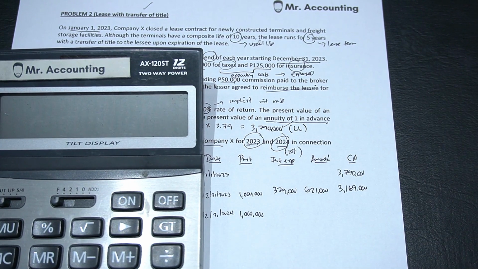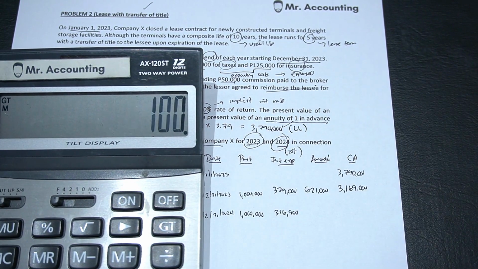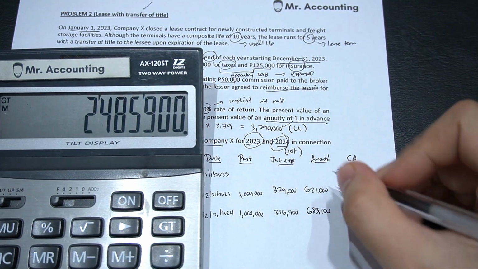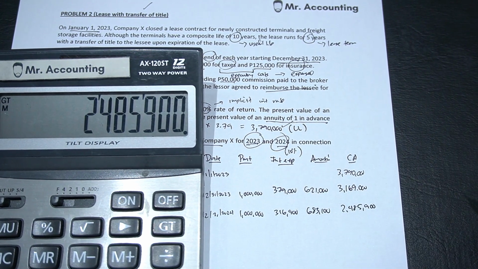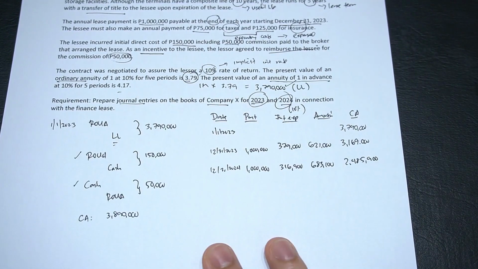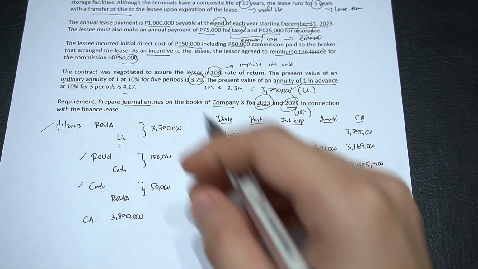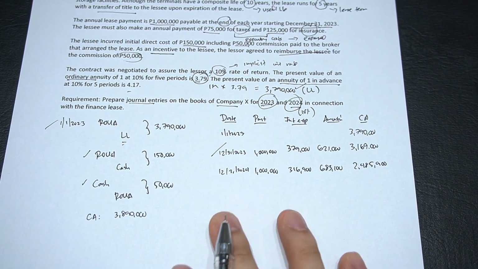Multiply by 10%, 316,900 minus 1 million, 683,100, M plus 2,485,900. Alright? So after our amortization table, madali na yung entries natin. So we're done with January 1. Tama? Let's go to December 31, 2023.